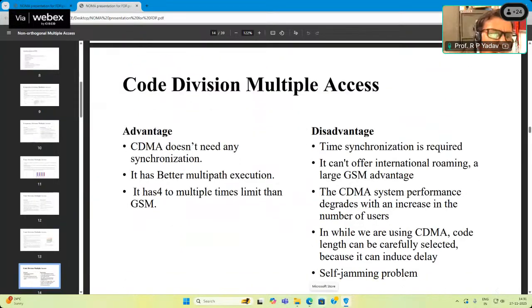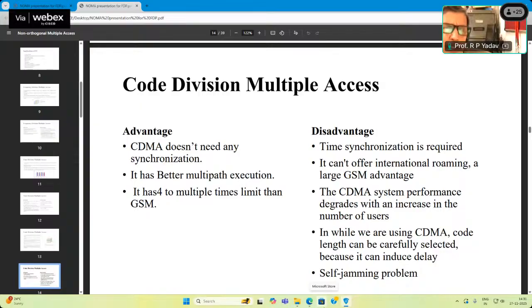So it doesn't need the kind of synchronization that we look into in time division multiple access, TDMA. It has better multipath rejection, and it has multiple times the capacity of GSM, obviously 4 times. And then through a rake receiver or others, we can negotiate multipath or fading also. So that advantage also comes with this code division multiple access technology.